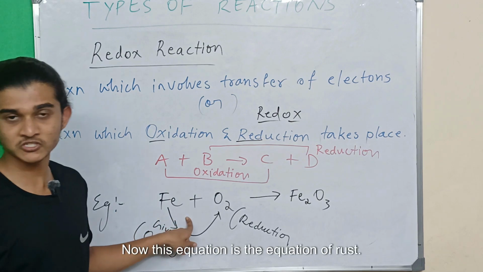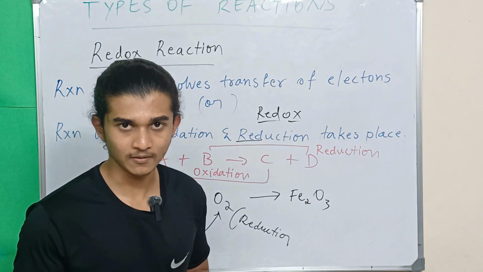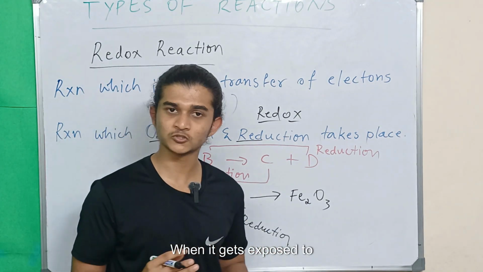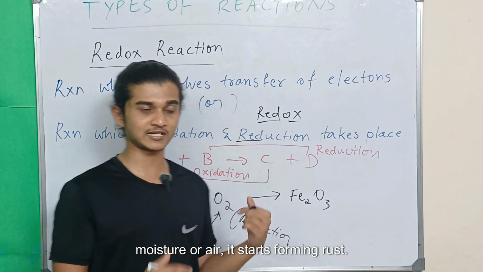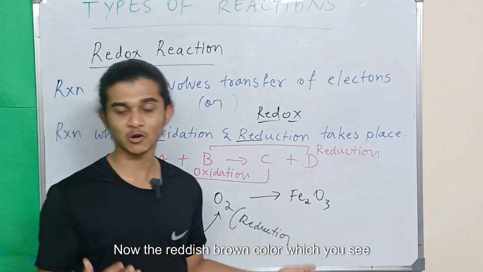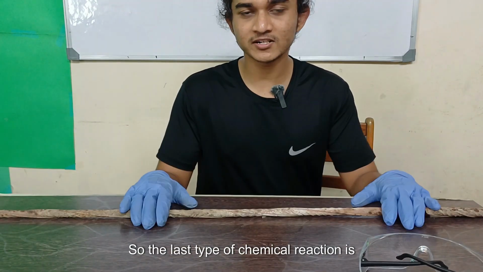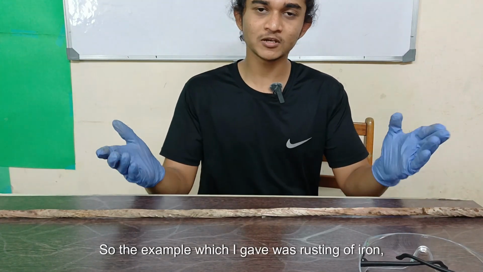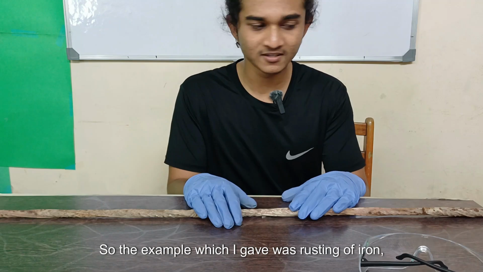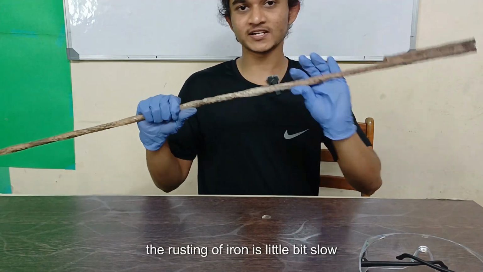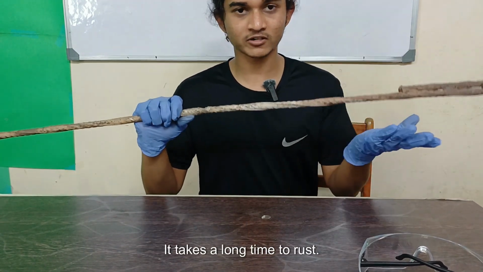Now this equation is the equation of rust. You might have seen this in iron bars. When they get exposed to moisture or air, they start forming rust. Now the reddish brown color which you see is nothing but iron oxide, which is nothing but rust. So the last type of chemical reaction is redox reaction. The example which I gave was rusting of iron, but the rusting of iron is a little bit slow process. It takes a long time to rust.